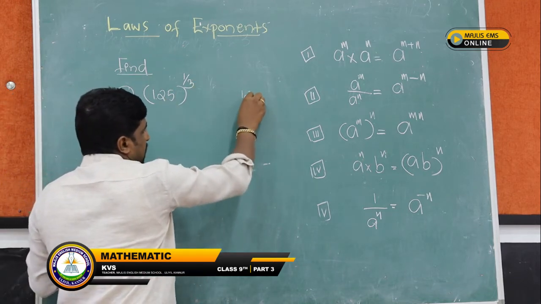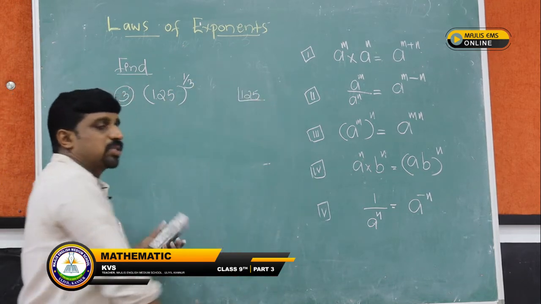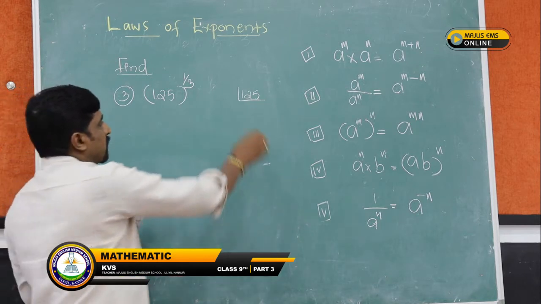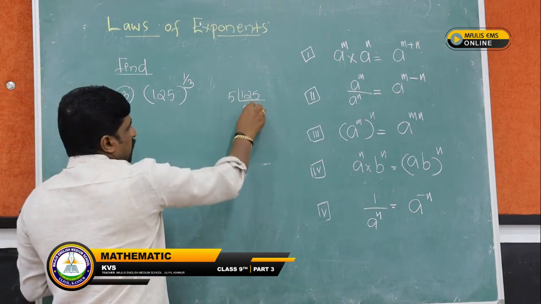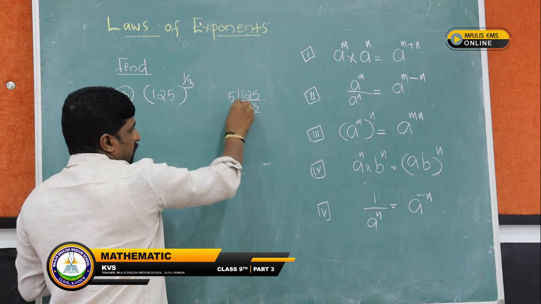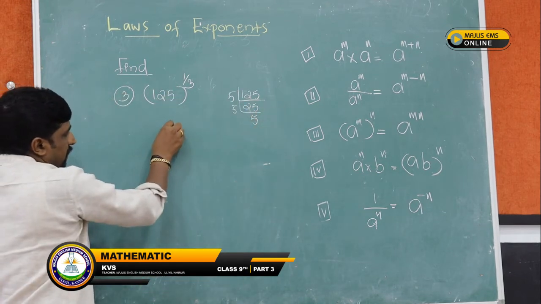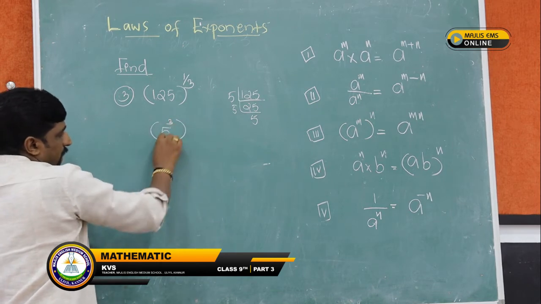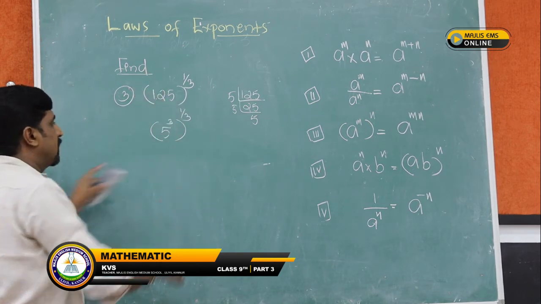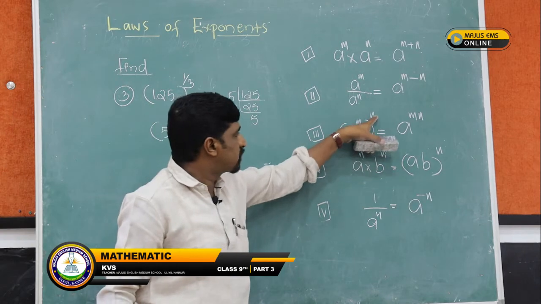125 can be factorized. Because it's an odd number, we don't need to divide by 2. 125 can be divided by 5, that is 25, again 5, 5. Prime factorization of 125 can be rewritten as 5 cube, all raised to 1 by 3. Now it is in the form a raised to m, all raised to n.